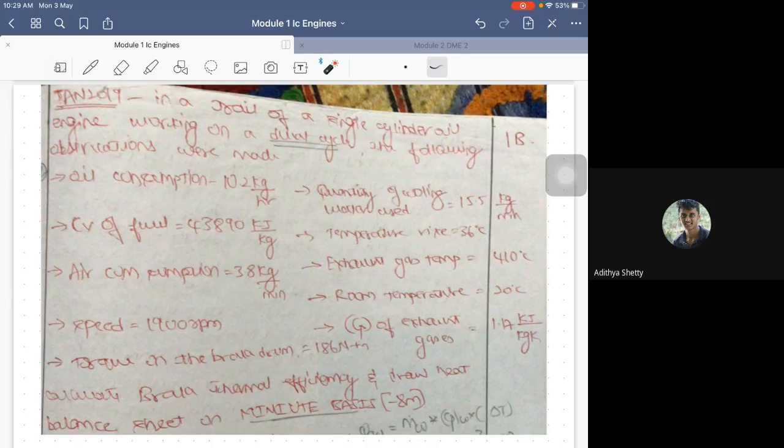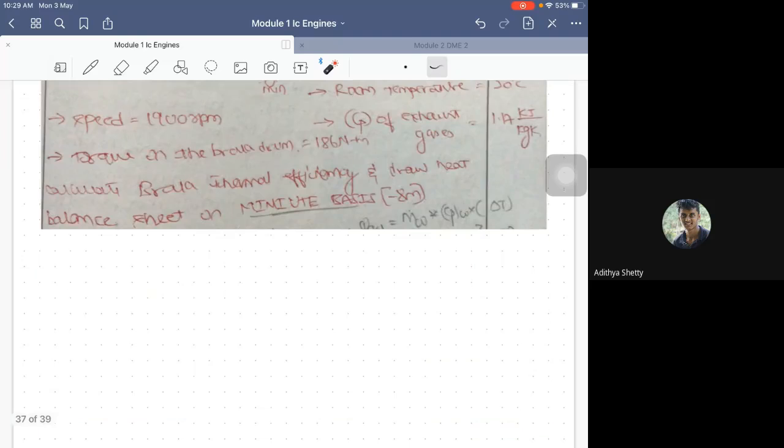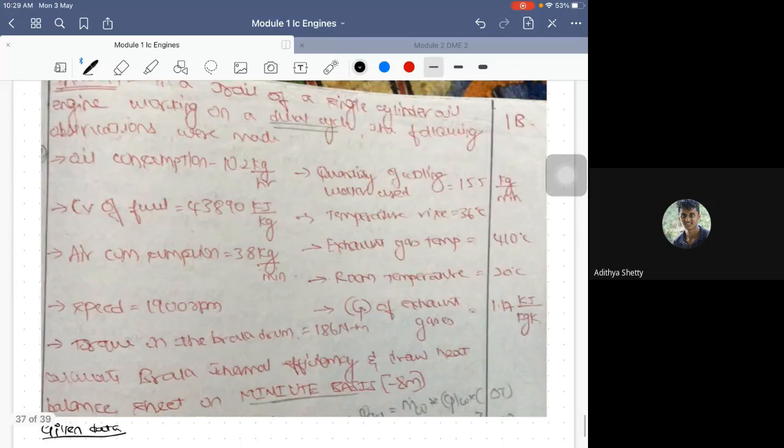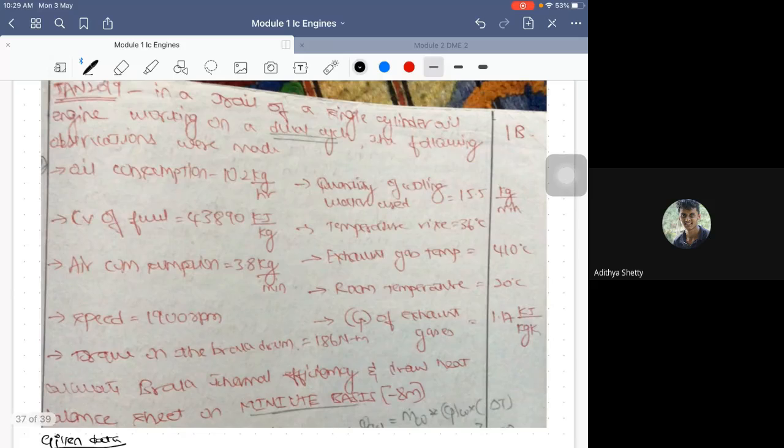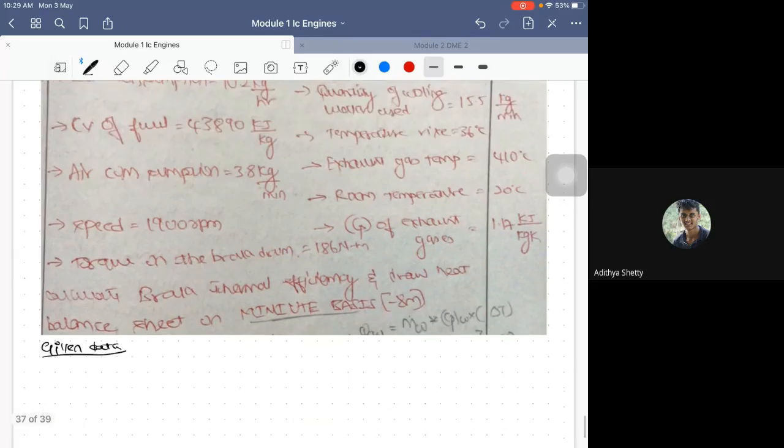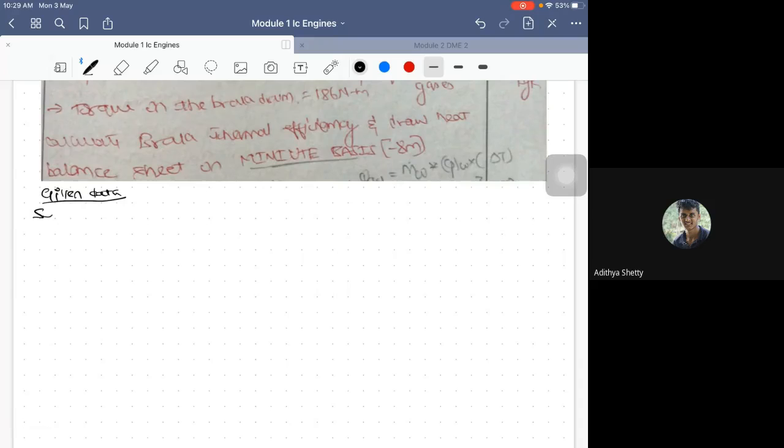Shall we take the given data now? Okay. So what all is being given? Can you narrate to me? Given data. Now, what are the other parameters given? Trial of a single cylinder oil engine working on dual cycle. So it's a single cylinder, correct? It's a single cylinder, but it is working on which cycle? It is working on dual cycle.